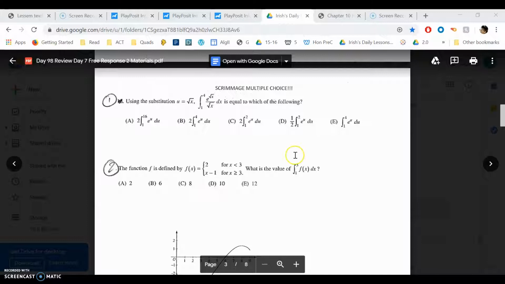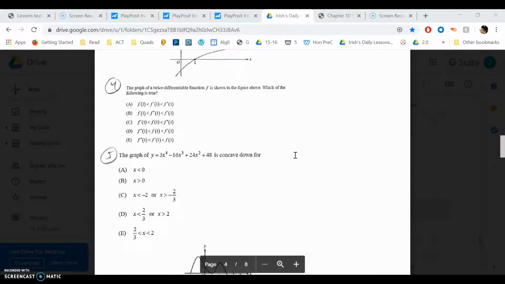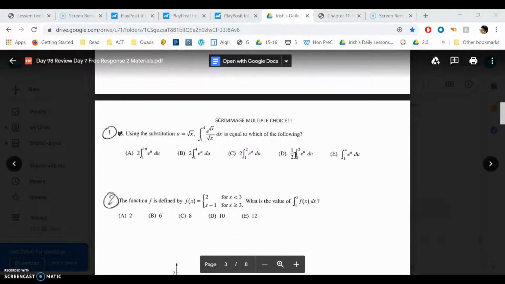Alright, so what we're going to do is we're going to do these scrimmage multiple choice problems. Yeah, I know the multiple choice probably is not going to be on the AP. It's probably going to be just 2 free response, but it's good to hone our skills this way to make sure we know all the basics and all questions like this just in case they come up in one of the pieces of the free response, okay?